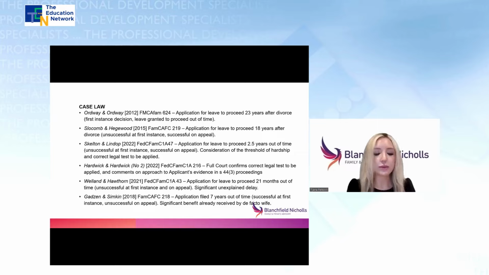Now, the full court affirmed that the application of section 44(6) of the Act entails satisfaction of its criteria by sequential steps. So step number 1, the applicant must demonstrate hardship, and only if that hurdle is surmounted, the applicant then must still persuade the court to exercise discretion in his or her favour to extend time.